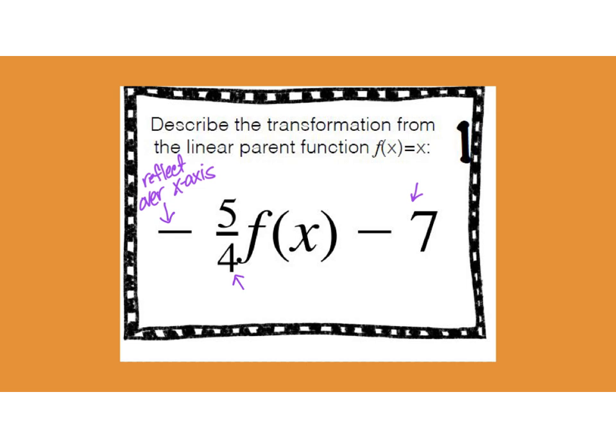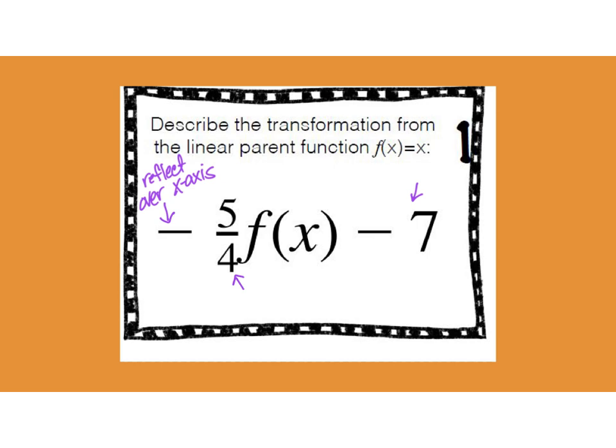Okay? Now, 5/4. Some of you are like, oh, that's a fraction. It's going to be flatter. No. That fraction is greater than 1. It's 5/4, so that would be like 1 1/4, right? So we have to keep this in mind. If it's not going to be flatter, then what does that leave us with?